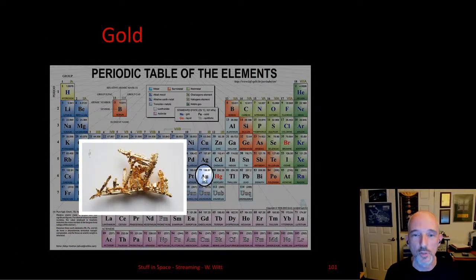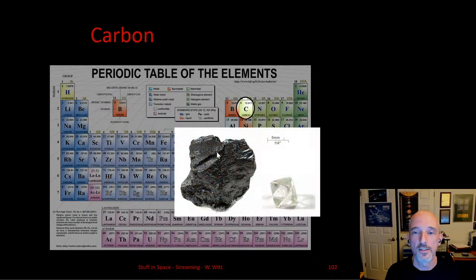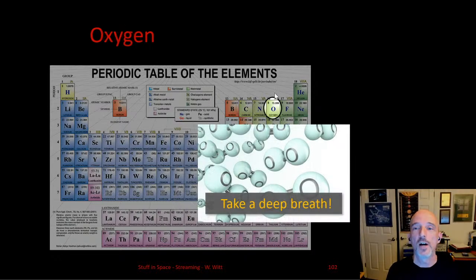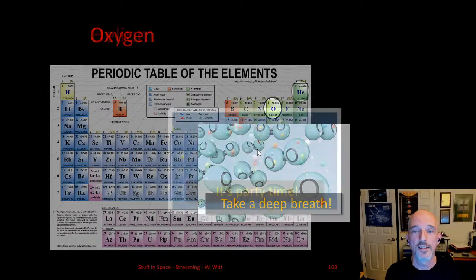For example, this one is gold. You probably have some in your teeth. I know I do. Right here is carbon. Carbon is in the pencil. If you used a pencil today, you used carbon. And diamonds that you may have in some jewelry are also carbon. If you take a deep breath, oxygen is right here. This is one of nature's Lego blocks, and you use it to breathe and stay alive.